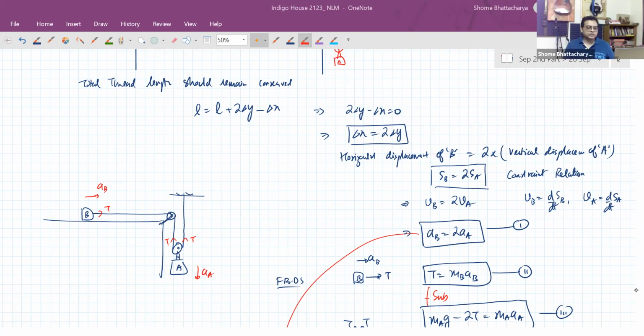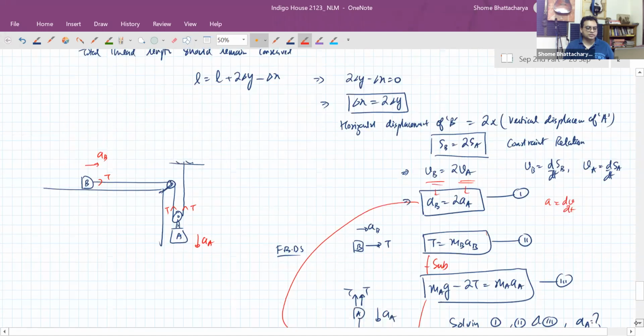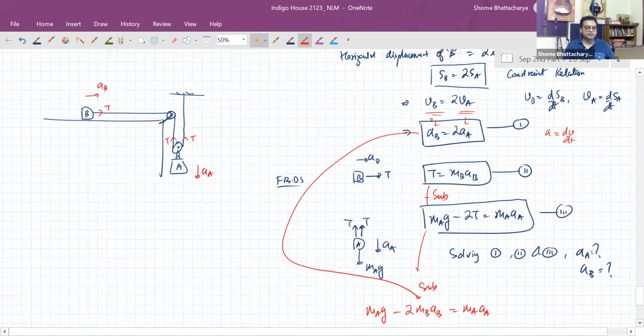Okay, so understood this equation now, how it came. We differentiated this equation on both sides. So displacement's derivative becomes velocity. That's how we got this. And then we differentiate one more time because acceleration is equal to rate of change of velocity. So then we get this. So this gives us the relation between the two accelerations. If the displacements are happening in 1:2 ratio, then velocity will also be in 1:2 ratio, and acceleration will also be in 1:2 ratio. So that is our first equation, which is the constraint relation.